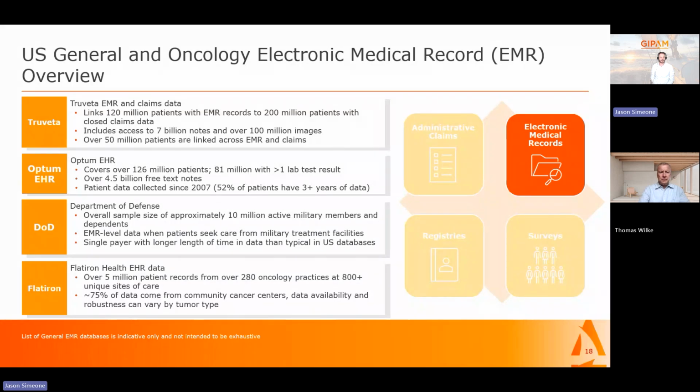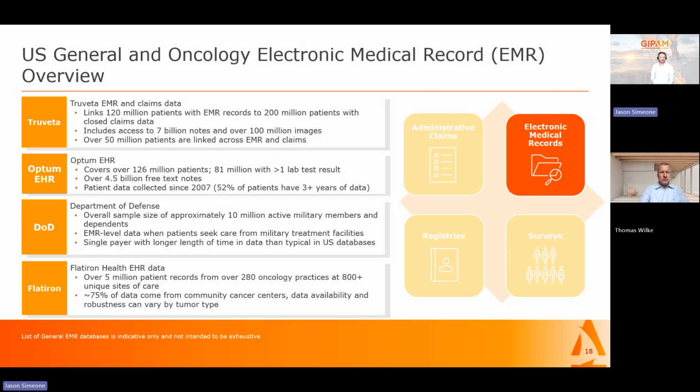Optum also offers EHR data, and this is also commonly used in RWE studies, over 100 million patients. Department of Defense I wanted to highlight here because it's a rather unique source of electronic healthcare data in the United States in that it's single payer and it's relatively comparable to what you might find in a country with national healthcare system, but it's only the people who are active military members and their dependents, so about 10 million people total. The DoD, or Department of Defense, covers all of the care for those people.